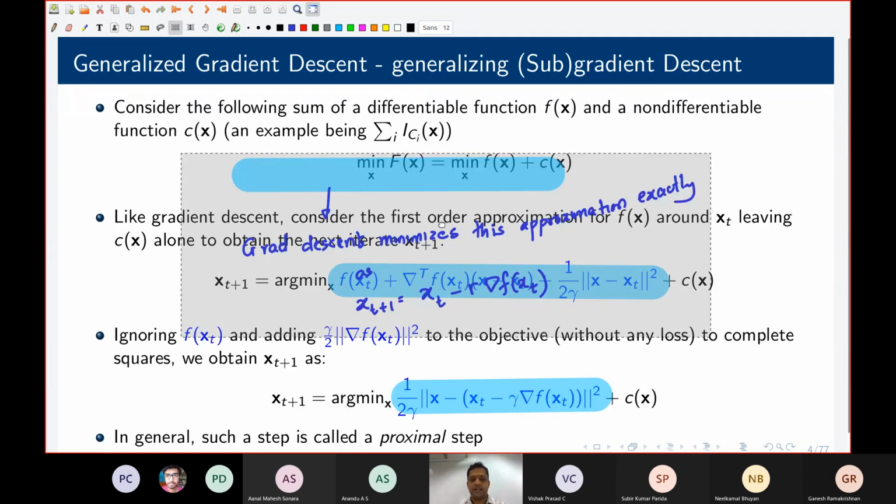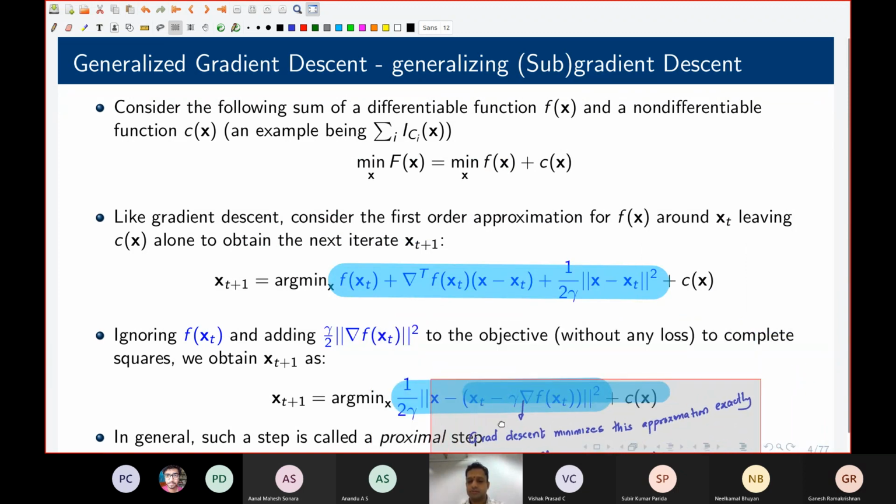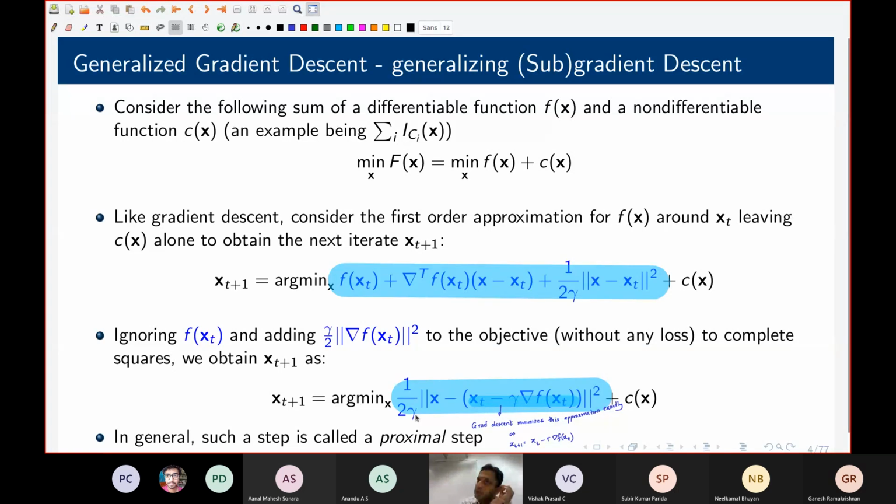So what we're trying to say is that gradient descent minimizes this exactly. So this proximal is coming for a particular reason. What's the reason we call it proximal? It's because I'm trying to get the proximity to a gradient descent iterate through this first order approximation slapped with the c(x). That's why it's given the name proximal.